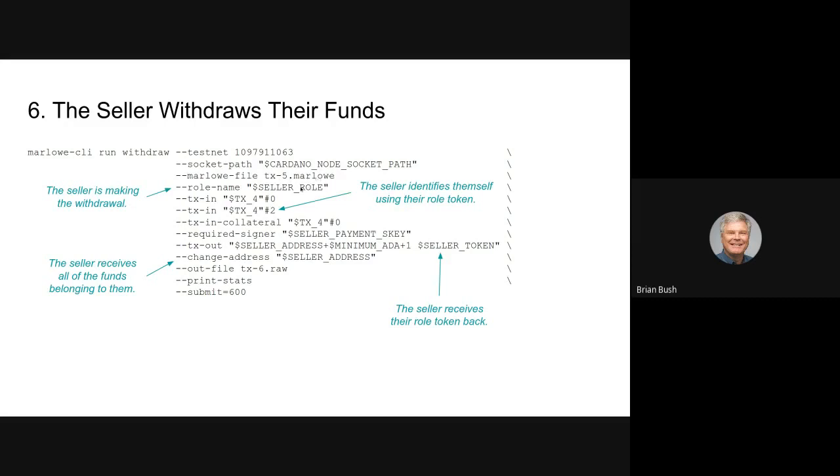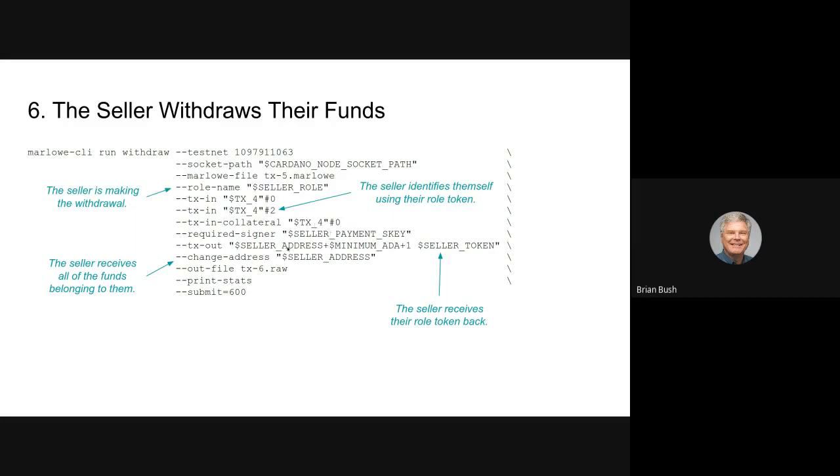So the seller's withdrawing the funds. They're putting some UTXOs in. Most importantly, they are identifying themselves with their role token, because that role token is their passport or their identity that gives them authorization to do things with this script. And then we have collateral.